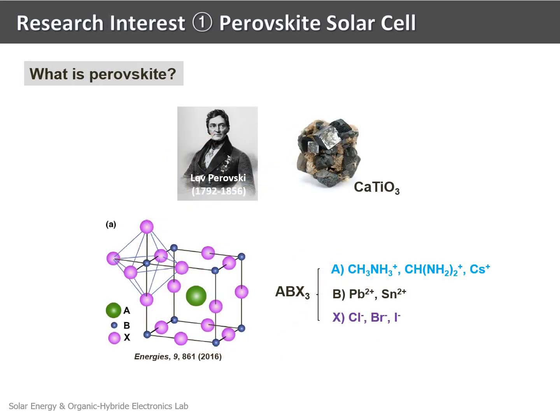Then, what is perovskite? During the 1800s, a new type of mineral was discovered and named after the Russian mineralogist Perovskite. Its chemical formula was CaTiO3, which is calcium titanate, and had a crystal structure like the figure here. These days, we collectively call materials with the crystal structure of ABX3 perovskite materials. Among them, materials with lead cation as B site and halide anions as X site are known as lead halide perovskites.